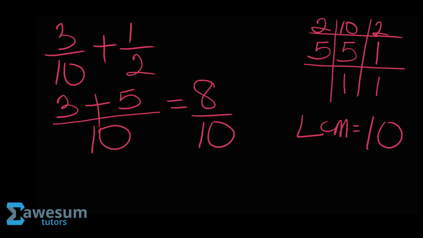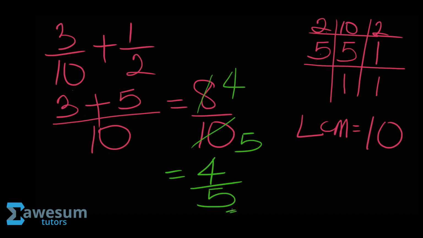But if you take a look at this, this can be simplified further because 2 can go in 8, 2 can also go in 10. So I will say 2 in 8, 4. 2 in 10, 5. So my final answer is 4 over 5. Very easy.